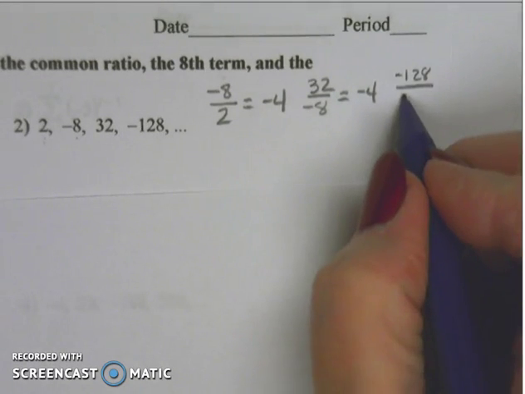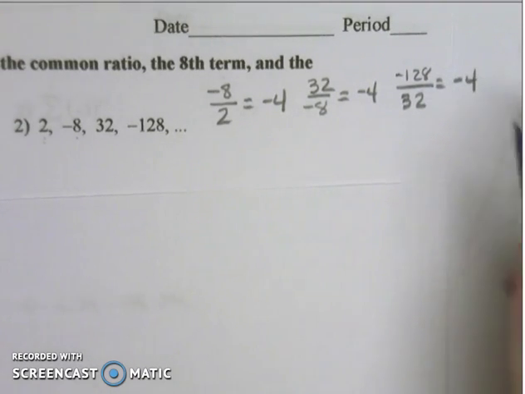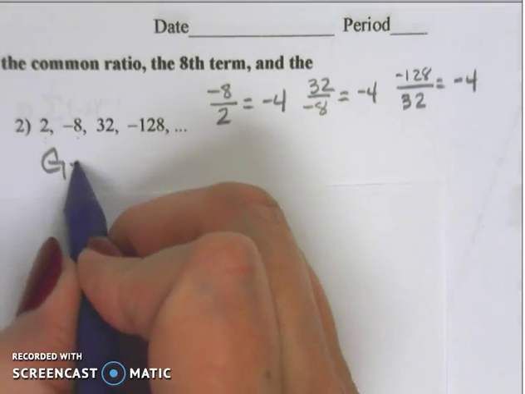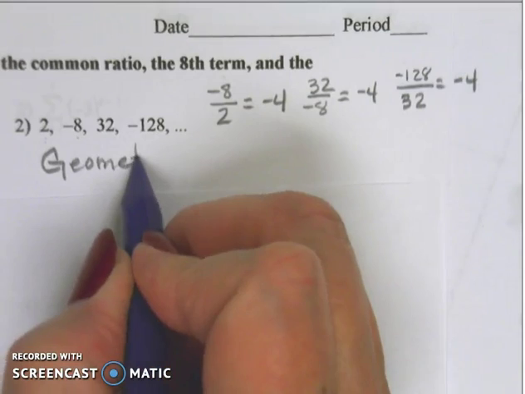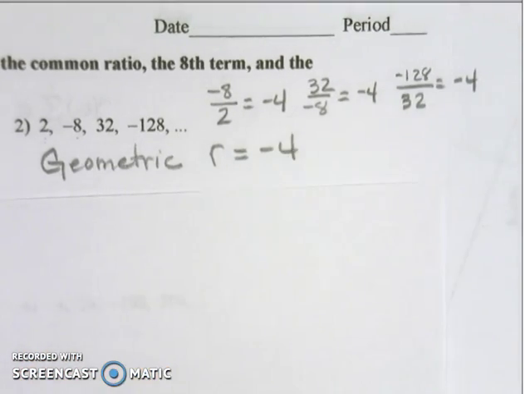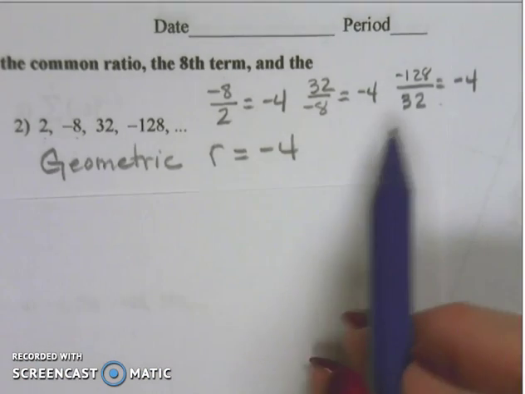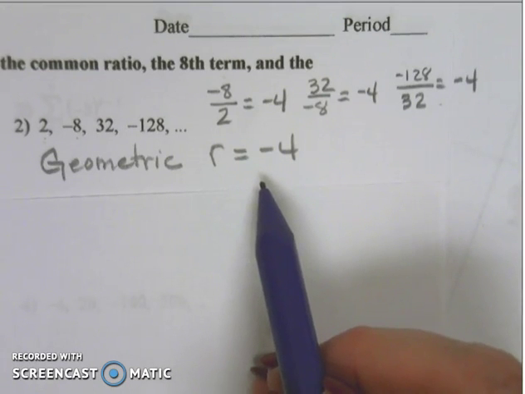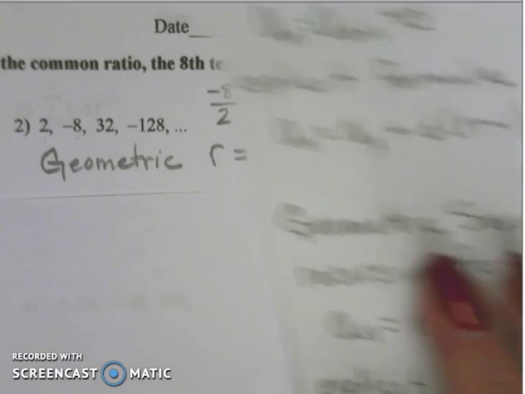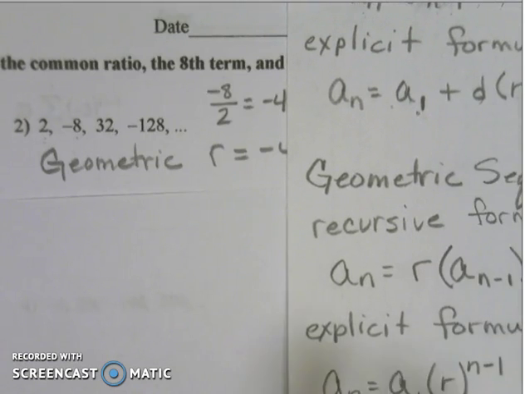Divided by 32, and that also gives me -4. I get -4 for all of those. Therefore, this is geometric, and my ratio is -4. The first thing I need to determine is, is it geometric, and what the ratio is. Well, now I want to write both my recursive formula and my explicit formula. Let's slide those in over here to remind you what they are.